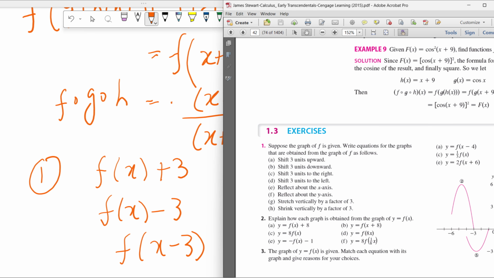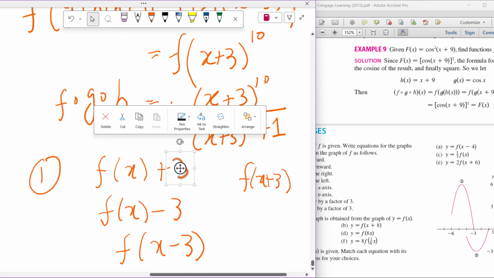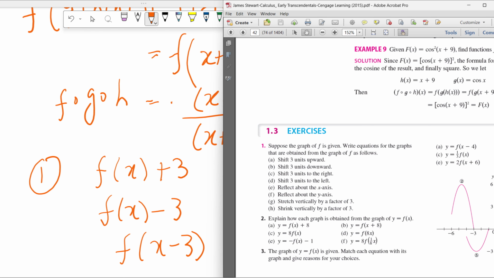The graph reflects about the x-axis. Reflecting about the x-axis means exactly the opposite, so it will be y equal to minus f of x. And if it reflects about the y-axis, then it will be equal to f of minus x. So in this way, we can write the equation for the transformation.